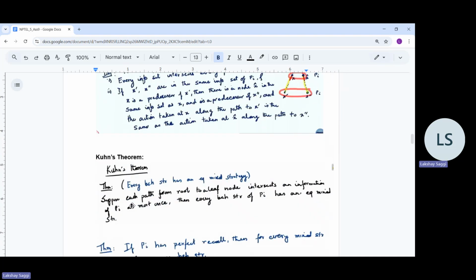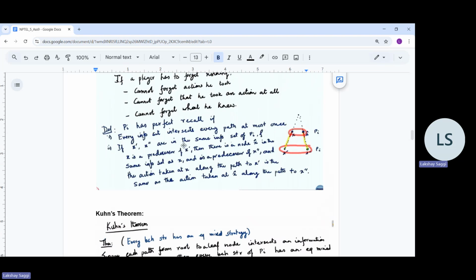There are two sides to this. One thing is to show that every behavioral strategy has an equivalent mixed strategy, and for this you require some looser assumptions. If you just ensure that each path from root to leaf intersects one information set of Pi at most once, then every behavioral strategy of Pi has an equivalent mixed strategy. So for ensuring that every behavioral strategy has an equivalent mixed strategy, just this assumption is okay for us.